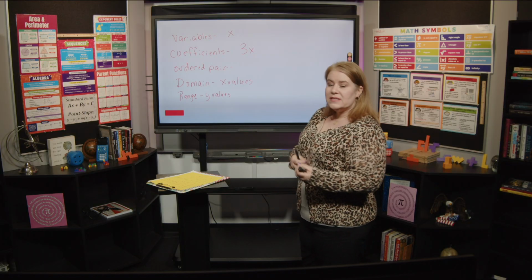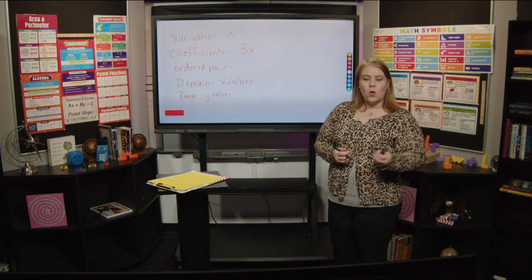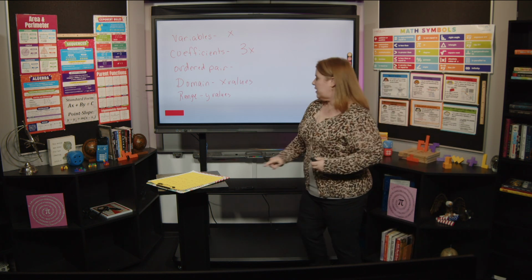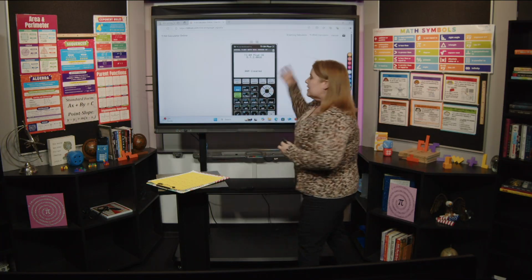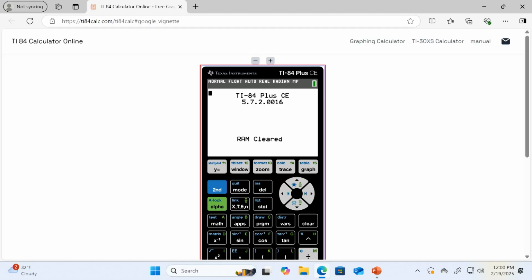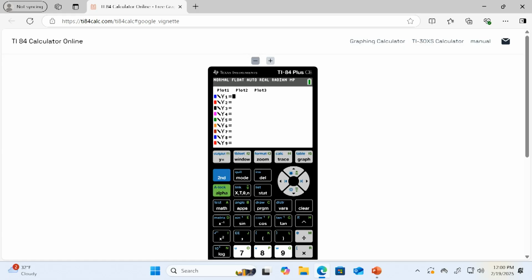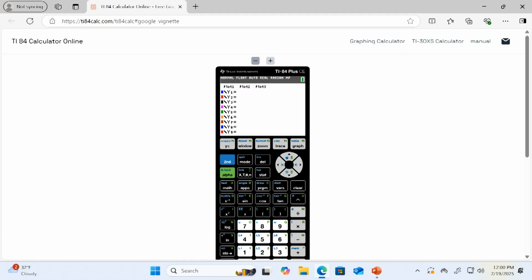Now, talking about this domain, this range, and these ordered pairs, let's look at the technology that we're using. This is our calculator. We have loads of functions that we've already used. We have our y equals feature where we can put in our equations. So if I had 7x minus 6, I put it in my y equals feature, and then I can graph it. I can also hit second table, and it can show you all the values that are on that line.